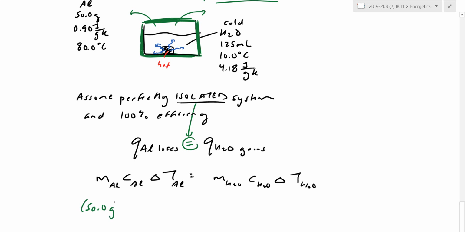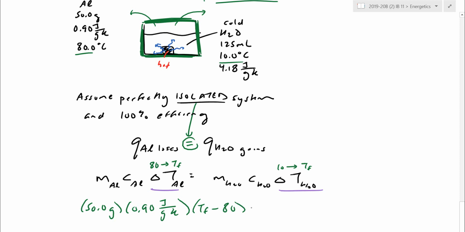So we have 50 grams worth of aluminum. The constant I was given was 0.90 joule per gram Kelvin. Is the ΔT for aluminum going to be the same as ΔT for water? Hopefully you said no. Their starting temperatures are different, right? This one is going to be from 80 to some final temperature. This one is going to be 10 to some final temperature. Their ΔT's are definitely not going to be the same. Just because the heat is the same, it's not necessarily going to change by the same amount on the temperature scale. So whenever I see delta, I use final minus initial.